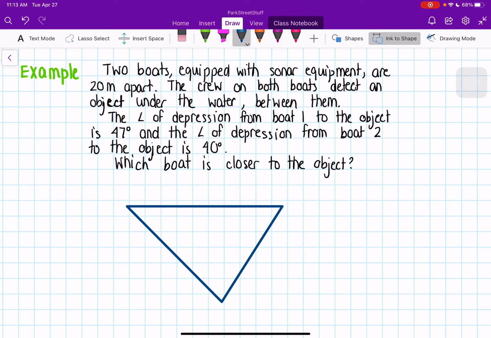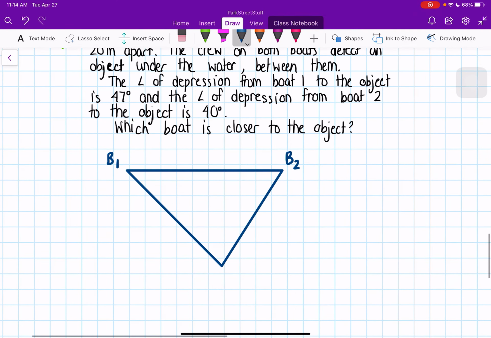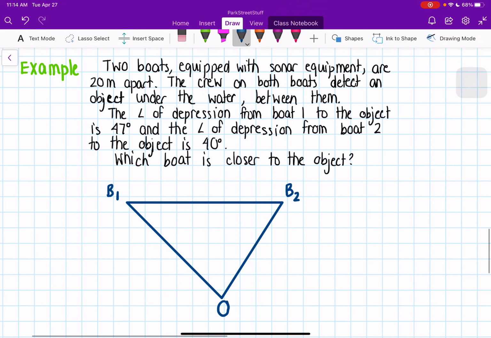I am going to call this one here B1 for the first boat, and this one here B2 for the second boat, and you could call them whatever you wanted, because that doesn't matter. It's your diagram to help you answer the question. When you're being graded, you will generally be graded on having a diagram that is labeled and has all of the measurements put in the right place, but it doesn't matter what your labels are. So we have your boats, and they're 20 meters apart. That means this distance here is 20 meters.